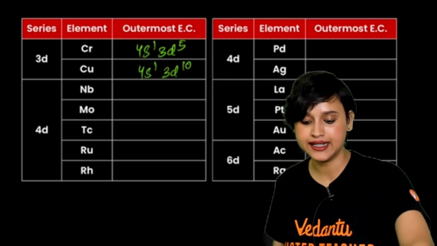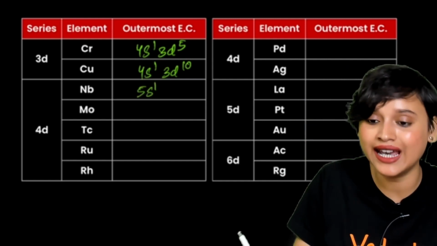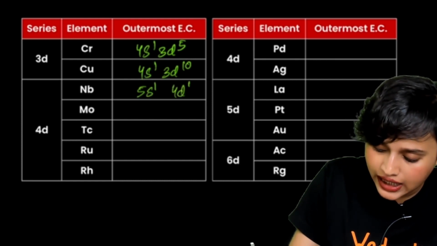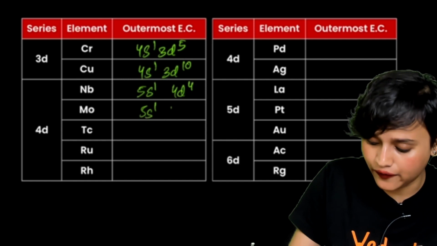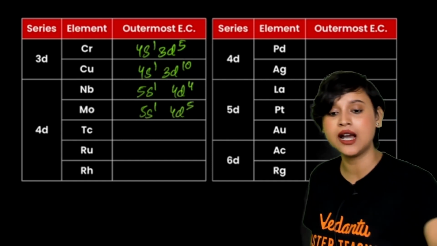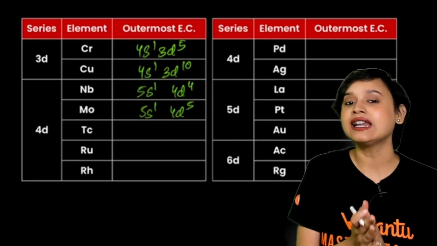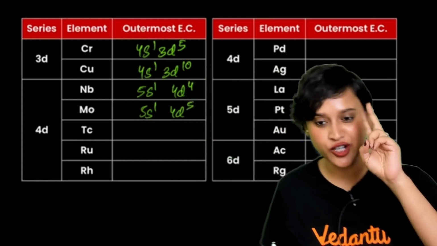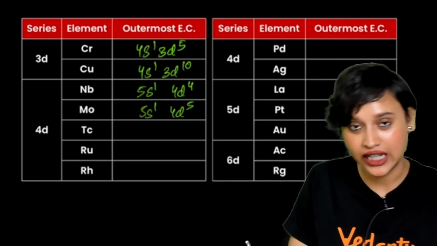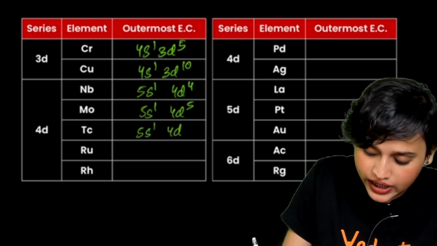Then we come to niobium, everybody. Niobium is 5s1 4d4. Then we have 5s1 4d5 for molybdenum. Now technetium, please listen to me very carefully. If you go and search it on Google, you will find two kinds of electronic configuration that people talk about. In your NCERT, it is given as 5s1 4d6.